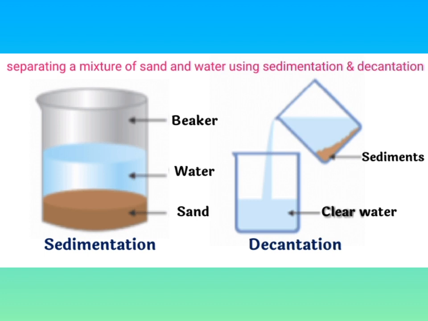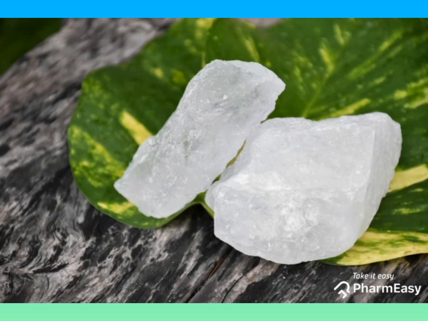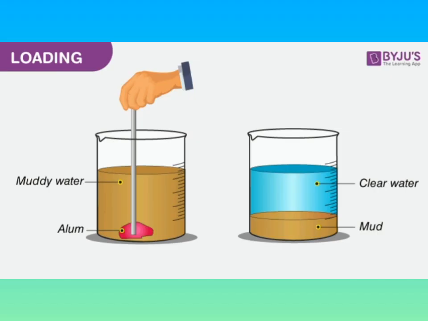Okay. Now the rate of sedimentation can be improved by adding special chemicals such as alum, to get more clean water and make the sediments deposit more at the bottom. We add a chemical called alum into the mixture of sand and water. This process of adding alum is called loading.